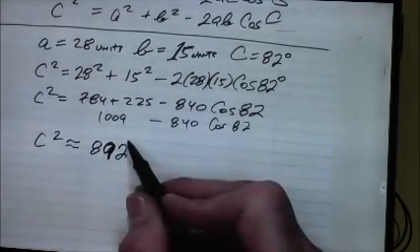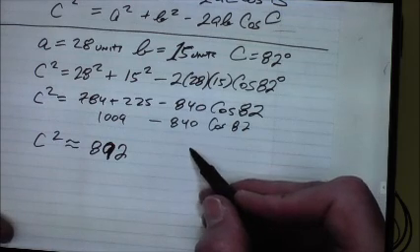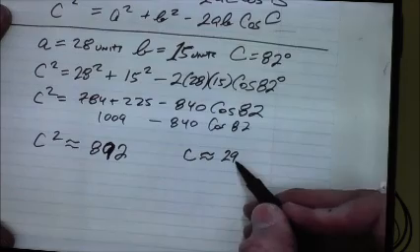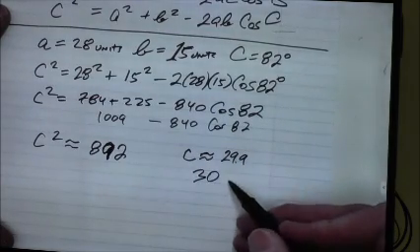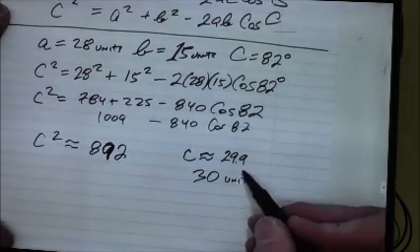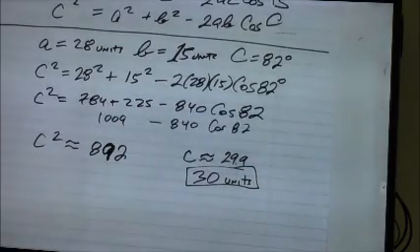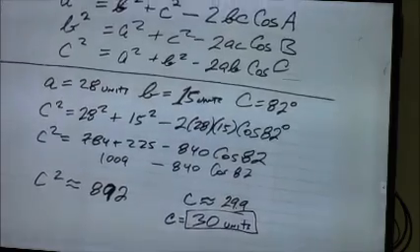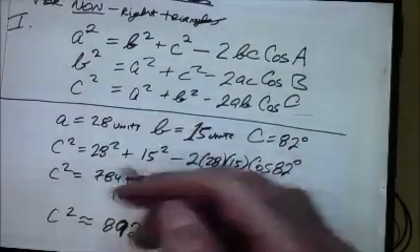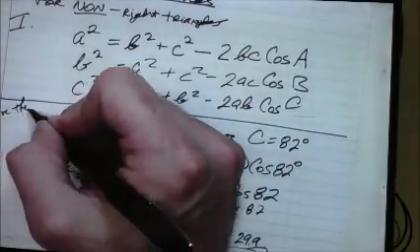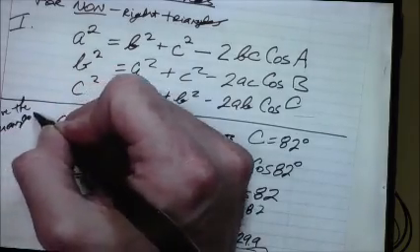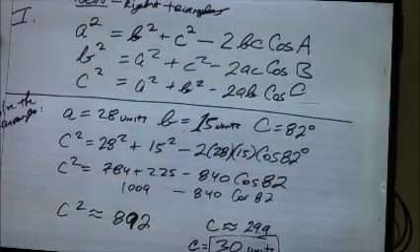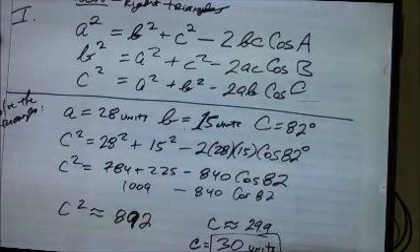And then you take the square root of both sides, and you see that c is approximately 29.9, or so close to 30, we can say 30 units. Okay? So we've now figured out what c is. But we have to solve the triangle. So what I should have written here is solve the triangle that has 28, 15, and 82 degrees for those three. We now have the third side.